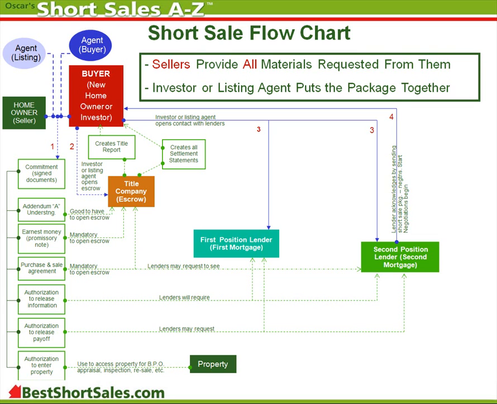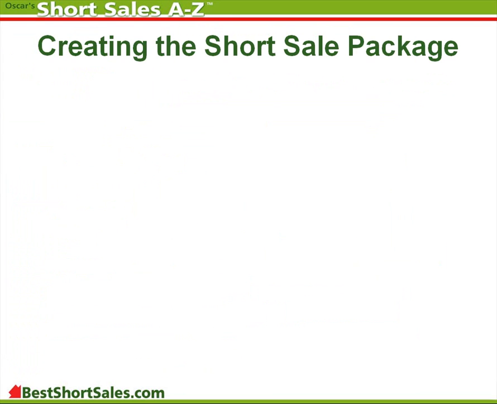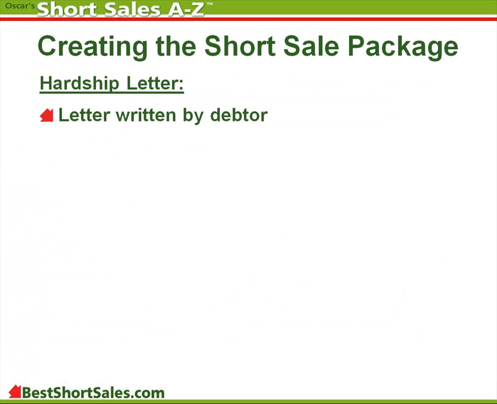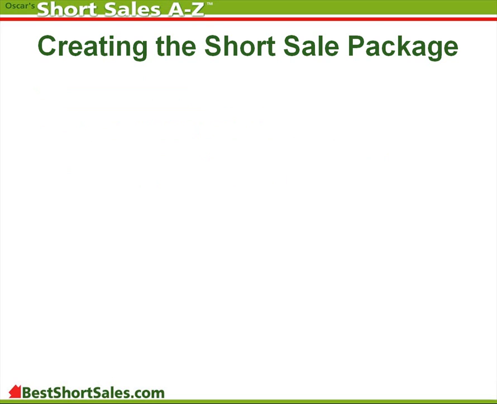The reason for any unavailable items needs to be explained. One of the most important items needed in the short sale package is the hardship letter. The hardship letter is a document written by the debtor. It defines and explains the hardship condition obstructing the debtor from performing on the obligation to the creditor. The explanation of hardship needs to be corroborated with evidence. What is an acceptable level of corroboration varies per individual creditor.